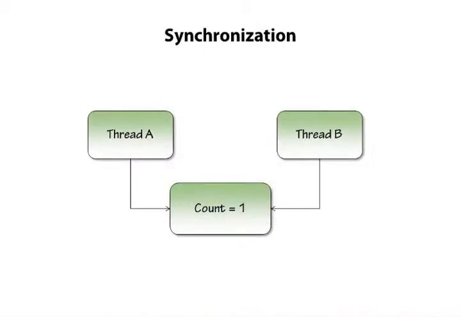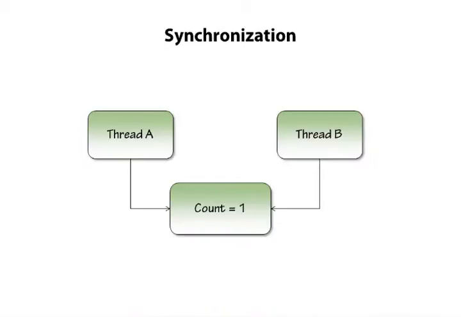So let's look at an example of this in Java, just kind of an idea of how this could happen. I've got a real simple diagram here, and I'm showing thread A and thread B, and they're both accessing this object in the middle here that has some kind of count. And I've got the count initially set to 1 here.